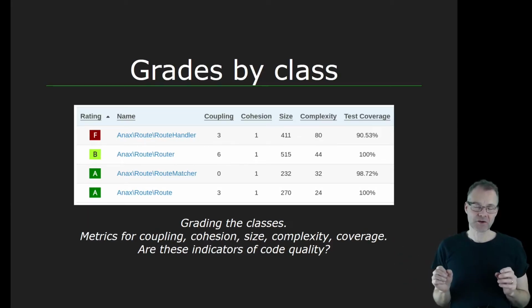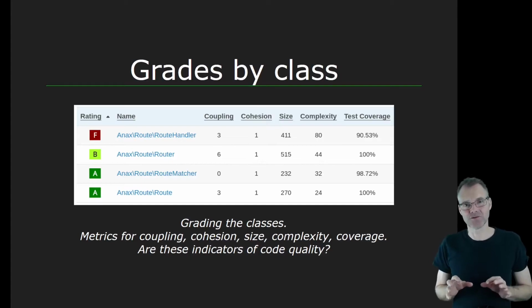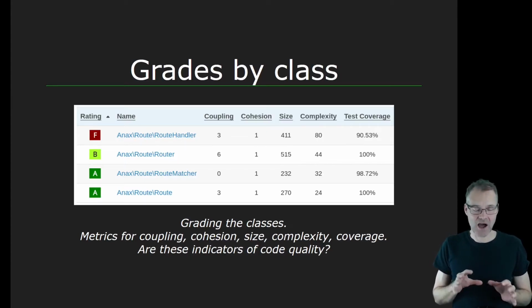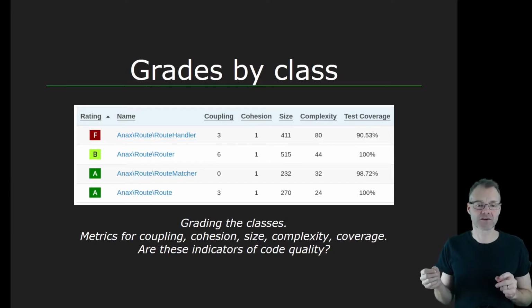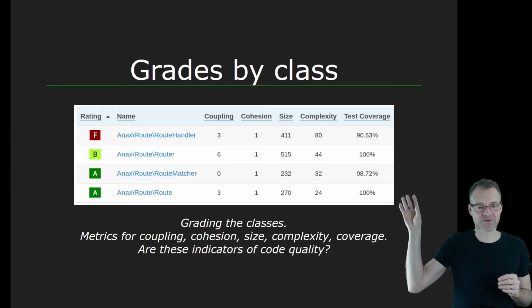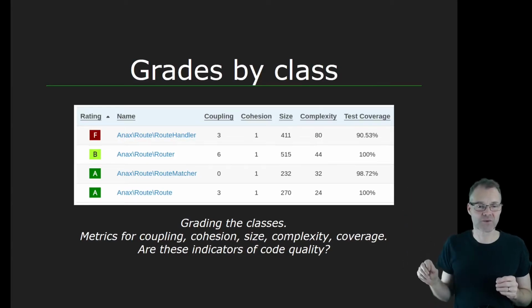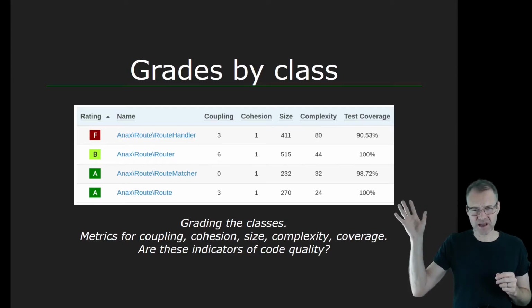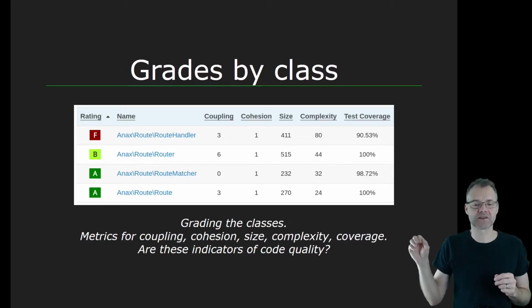A bit more about this grading of the software. So how is it done behind the scenes? Here we can see how they are grading or rating the classes. Here we have 4 classes. On top we have F, which is the worst grade. A is the best grade then. But what are the other columns in this table?